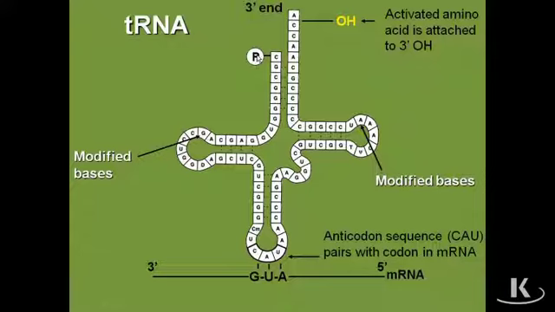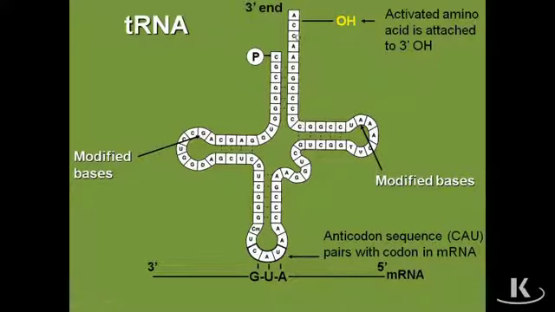And of course, at the 5' end is a phosphate group going all the way around to the 3' end where there's a hydroxyl group. Now, in transfer RNA, it's to this 3' hydroxyl group to which the activated amino acid is going to be attached. You see, the functions of transfer RNA are twofold. Number one, to pick up the proper amino acid, and then number 2, to recognize the codon on the messenger RNA.